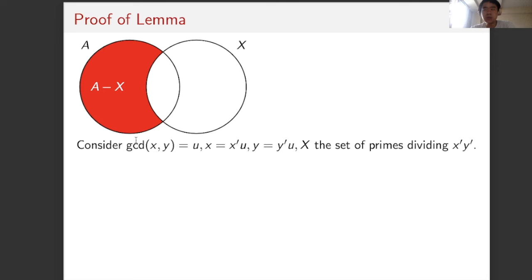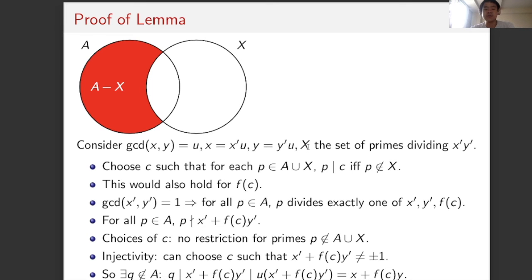Now, to put this into words, let's go with the same classical trick, saying that if x and y have GCD equal to u, then x equals x prime u and y equals y prime u, and x prime and y prime are relatively prime to each other, meaning that they have GCD equal to 1. Also, let X be the set of prime numbers dividing x prime y prime. Now, instead of choosing C directly, we choose the prime divisors of C.